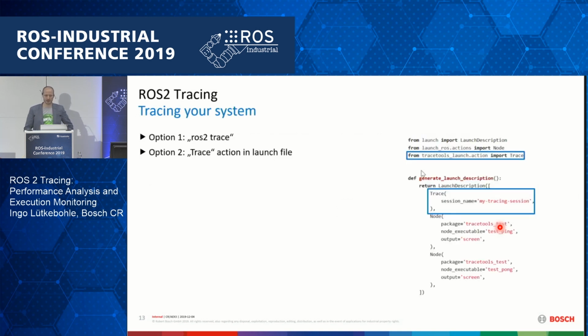Then, if you want to execute your application with tracing, there are two options. One is ROS Trace. ROS Trace basically works exactly like ROS Launch, but it traces your application. Then there's the trace action. The trace action is a bit more explicit. It's something that you can put in your launch file. It allows you to configure the tracing a little bit more.